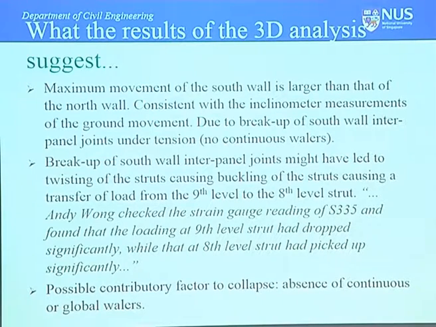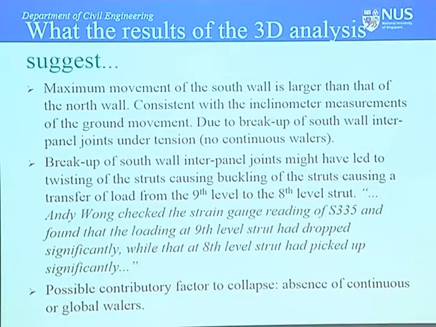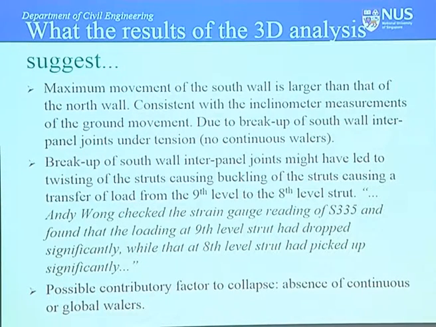Essentially, the main thing this suggests is that the maximum movement of the south wall is larger than that of the north wall, and the inclined movement, and we think it is due to the fact that the south wall has a greater tendency to split up, to break up due to the tension in the wall line. You know, and the breakup might have led to the twisting of the strut that caused the buckling of the strut, causing the transfer of the load from bottom to the top. From bottom to the top. Okay? So there is possibly a contributory factor to the collapse, which is the absence of a continuous or global whaler.